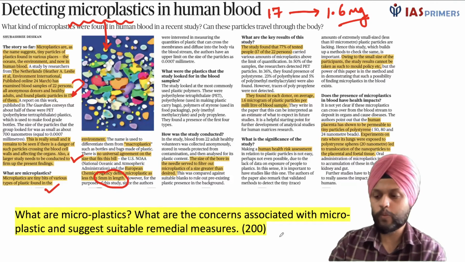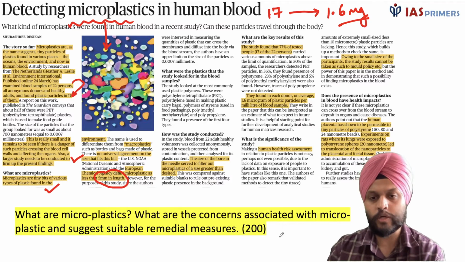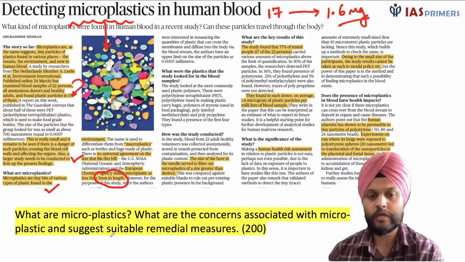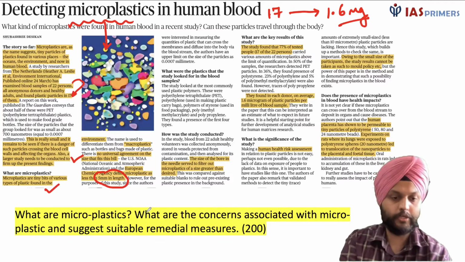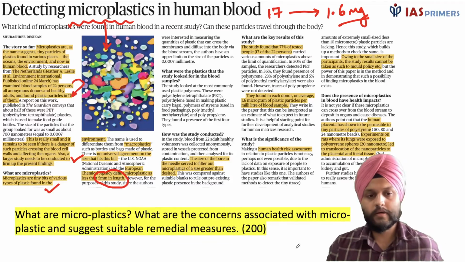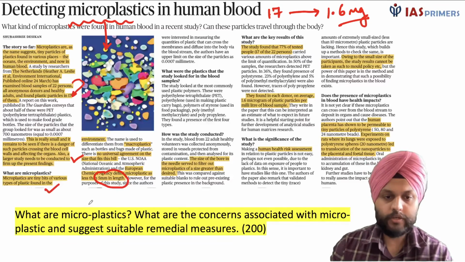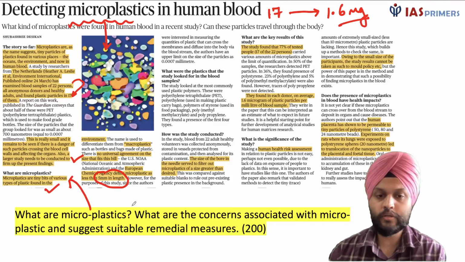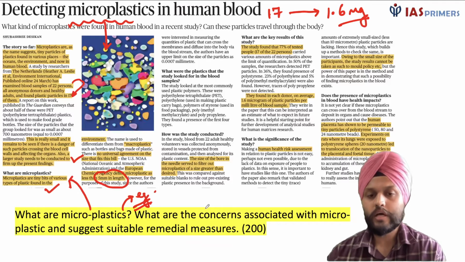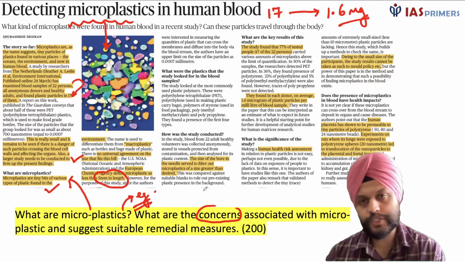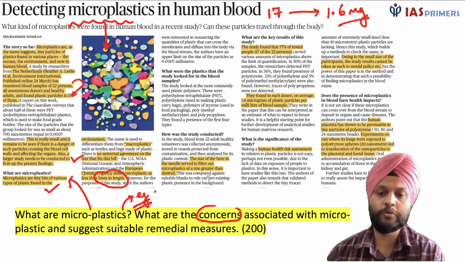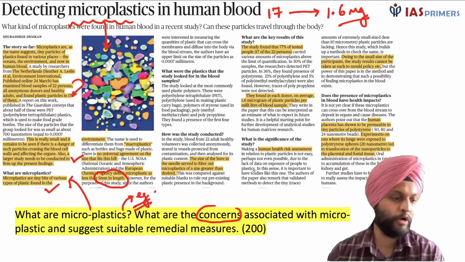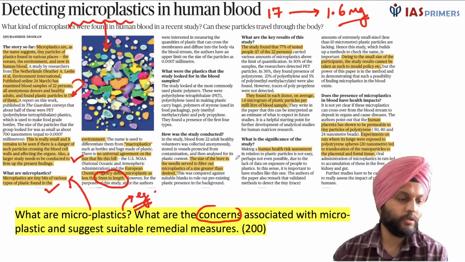So here is the question: what are microplastics, what are the concerns associated with microplastics, and suggest suitable remedial measures. So you can define microplastics. You can give certain examples about the sources of microplastics. Then you can refer to the research that has taken place. You can give an impact. You can mention that it is already found in the human blood, according to a recent research.